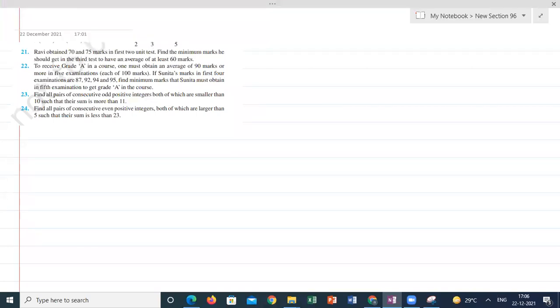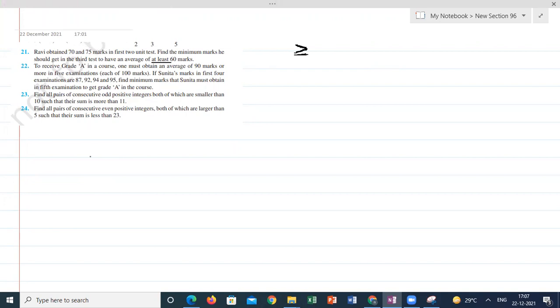Greater than and equal to. Correct. At least means greater than and equal to. More than means greater than. Correct. More than 60 marks, at least 60 marks, both are different. Like one is open braces and the other closed braces.